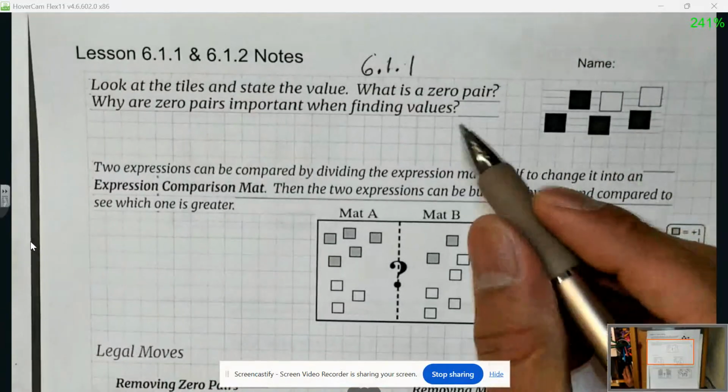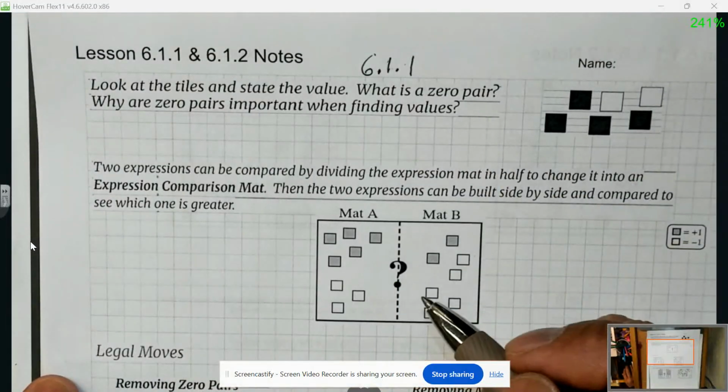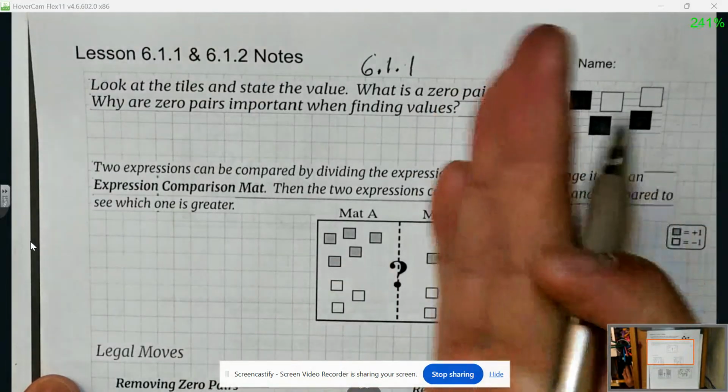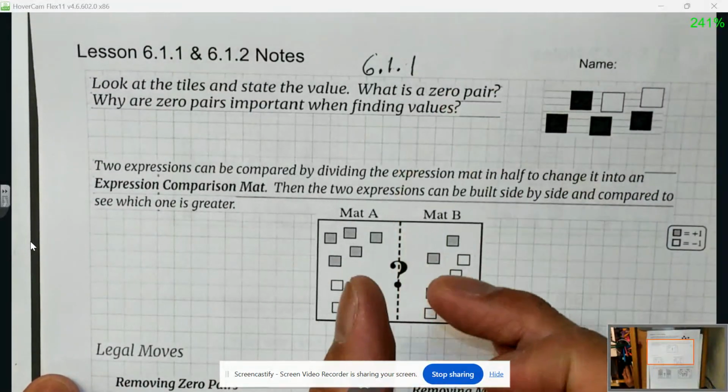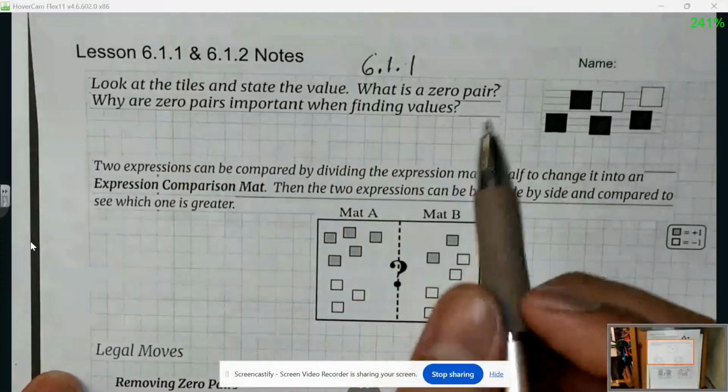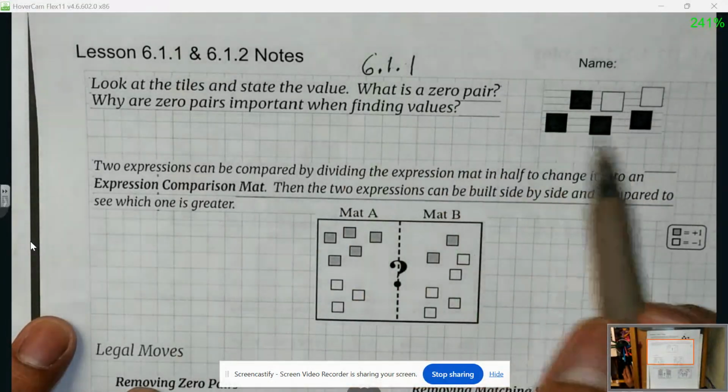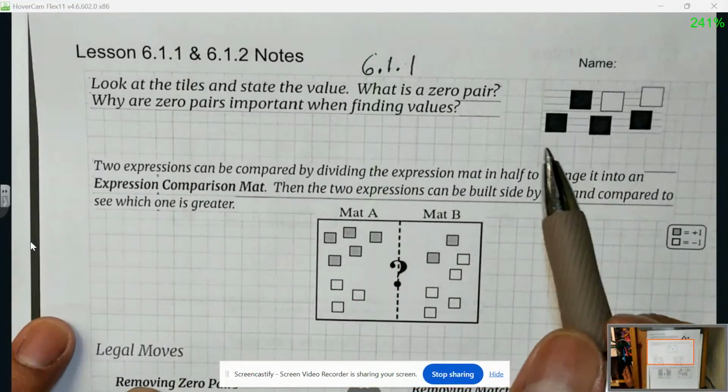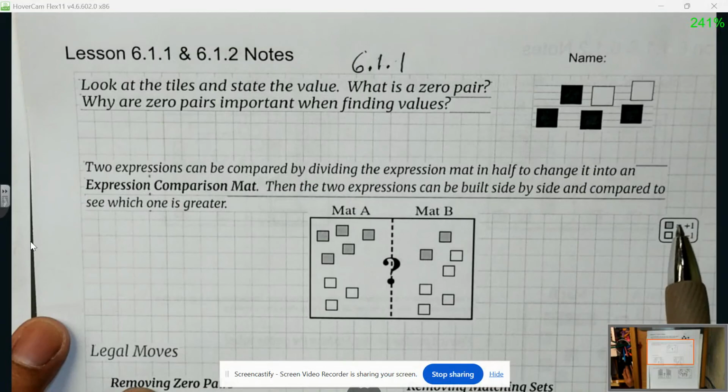Today we're talking about a comparison mat, which is a mat of tiles next to another mat of tiles, and we're trying to see which one is greater. So a little bit of a review with the algebra tiles. If you remember, the shaded is positive and the unshaded is negative.